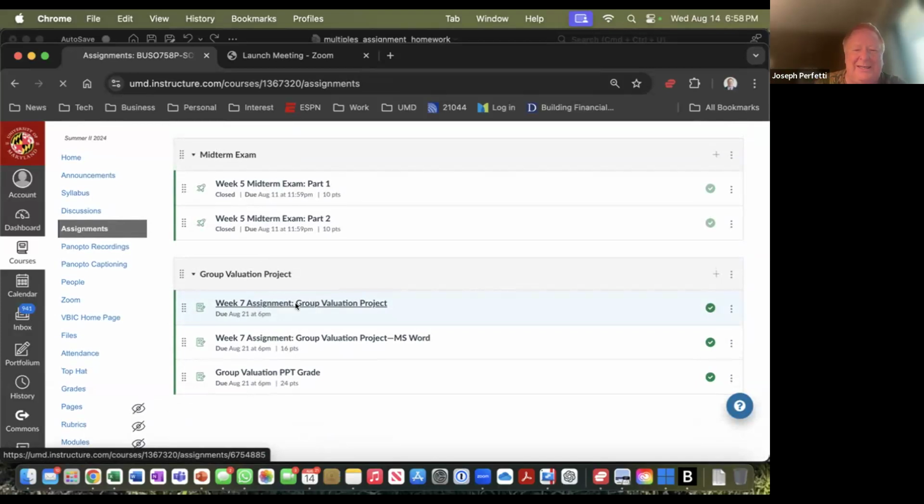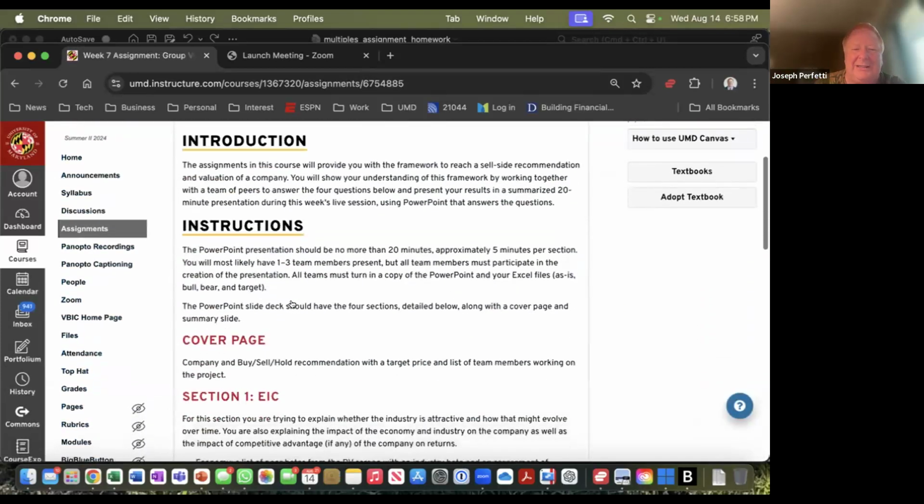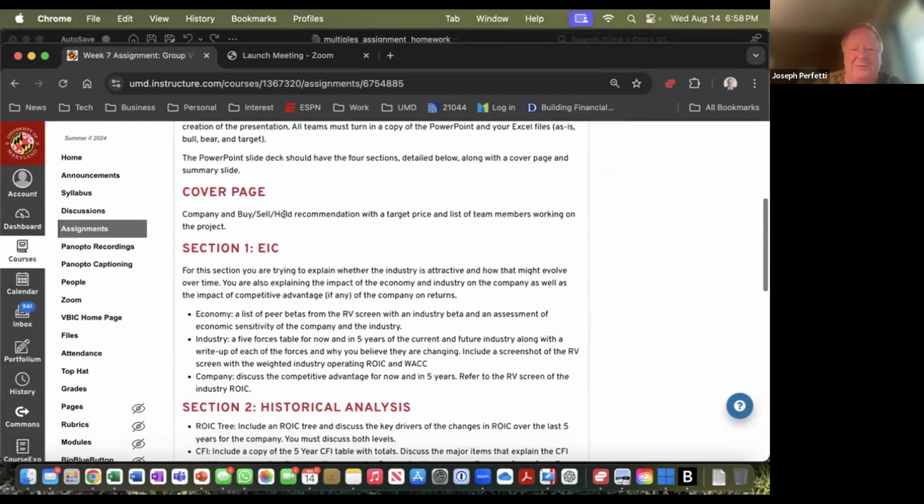All right, so what is gonna be in that PowerPoint? First thing is you have a cover page with your buy, sell, hold recommendation coming right off of your valuation models. So Meta, target share price of X, this is my buy, sell, hold. Then each of you will get into the EIC, okay? So make sure all of your screenshots are in that PowerPoint.